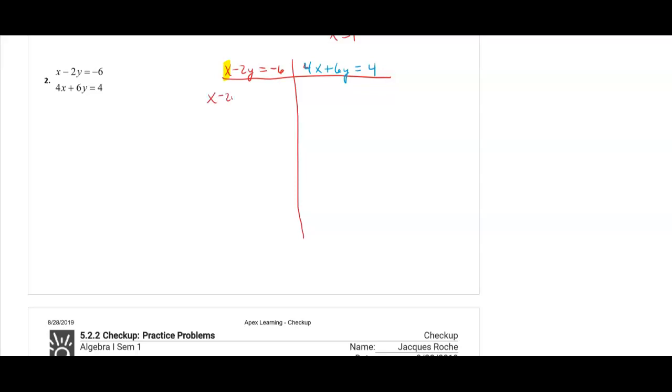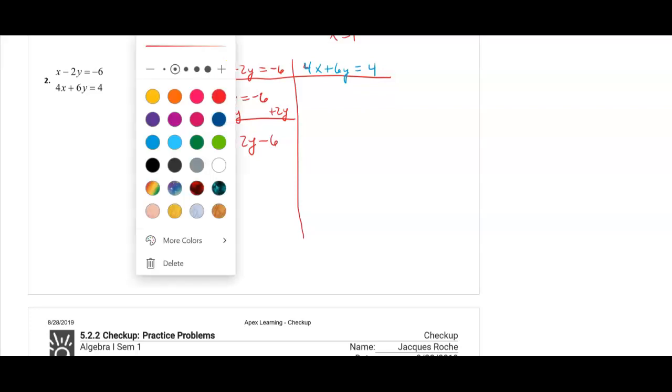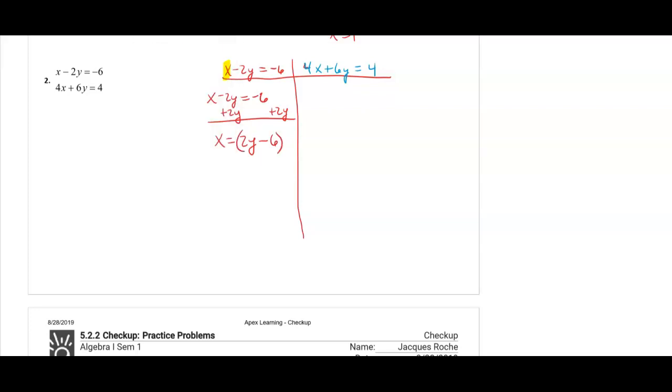So I take that equation and I'm going to go ahead and solve for x. I'm going to add 2y to both sides and I get x equals 2y, so it's positive 2y, and then I bring down the minus 6. Now, everywhere I see an x in the other equation, I'm going to substitute that in. So I'm going to get 4. Oh, what happened there?